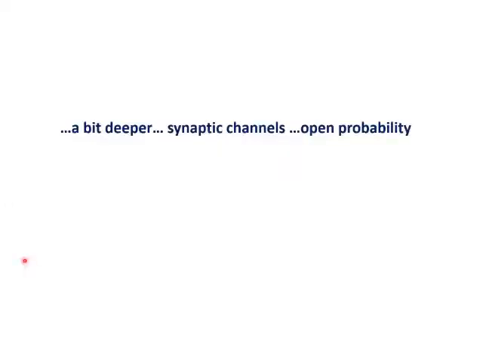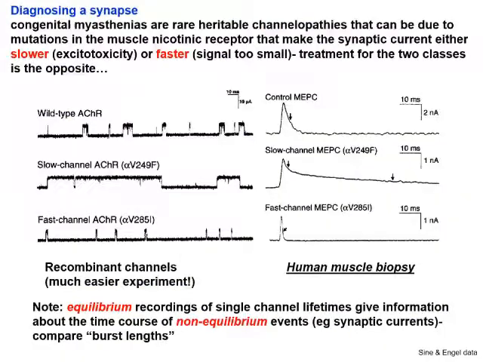In the last few slides of my talk, I want to give you a first view of topics in single-channel kinetics. So let's have a look at synaptic channels and channelopathies. Channelopathies are rare conditions that are inherited, and they can be due to mutations in the receptor, in the ligand-gated ion channel at the synapse. In this case here we have muscle nicotinic receptors, and you can get congenital myasthenias. This is not to be confused with myasthenia gravis, which is an autoimmune disease. In congenital myasthenia, you have mutations in the channel.